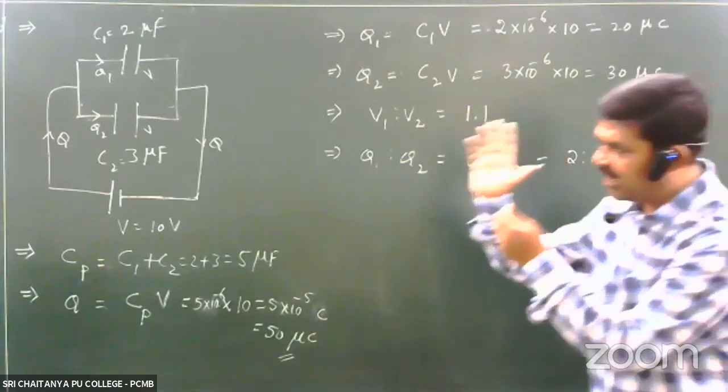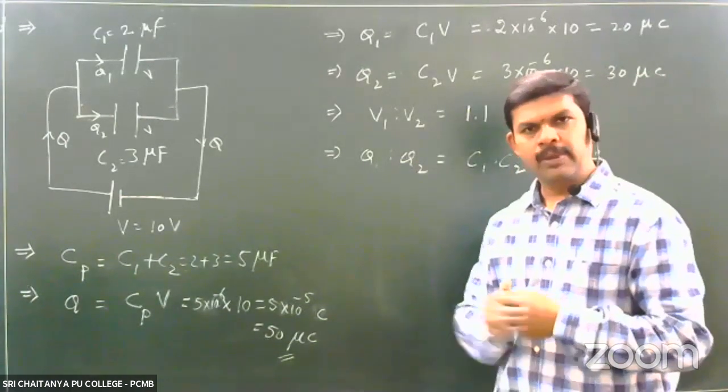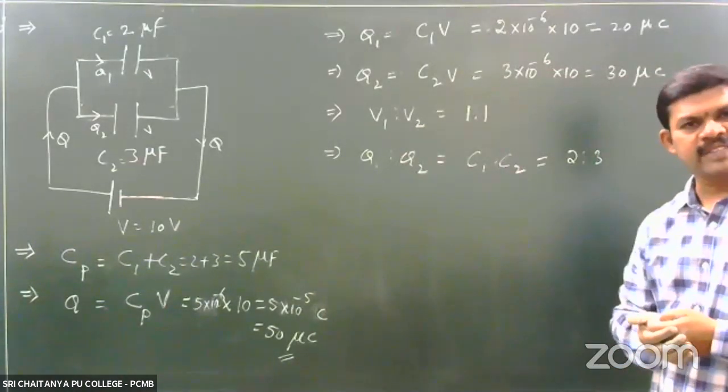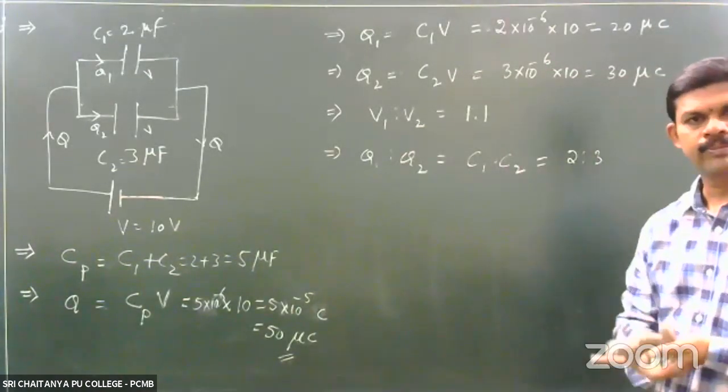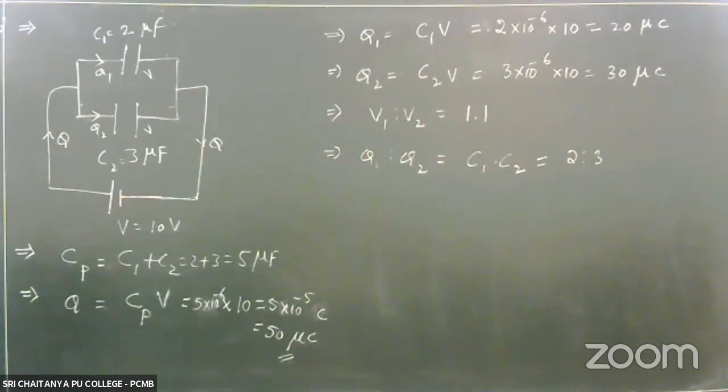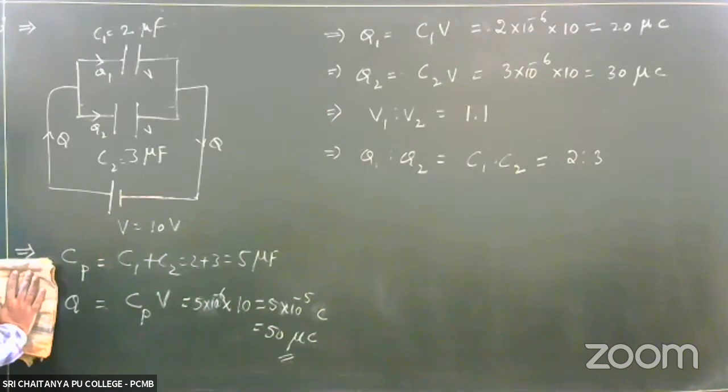So once a parallel combination is given to you, you need to remember these points. If you apply simply, you get the answer. Okay. Come on. Next. One more model.